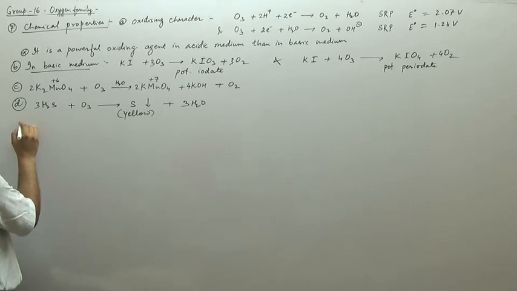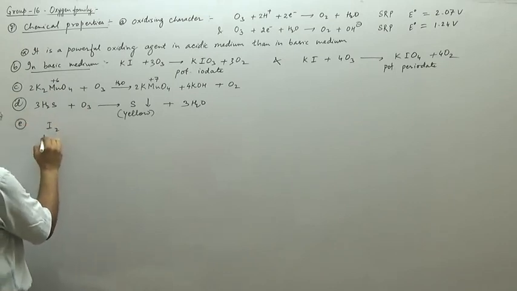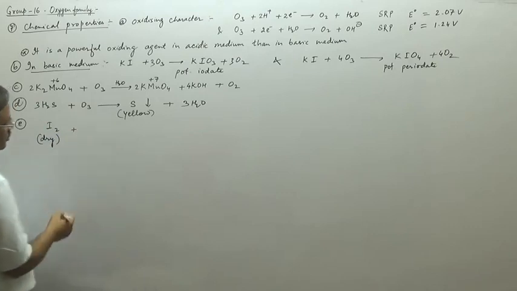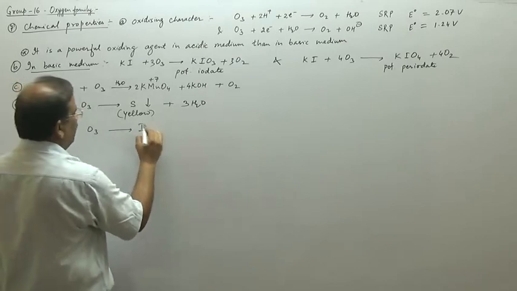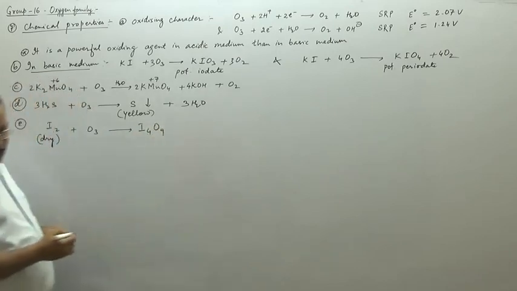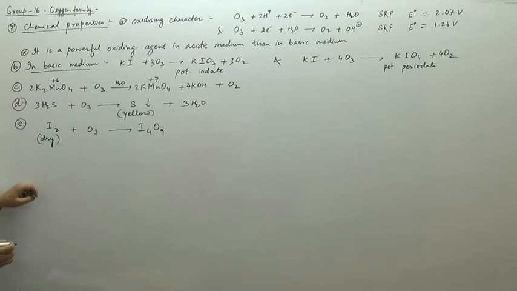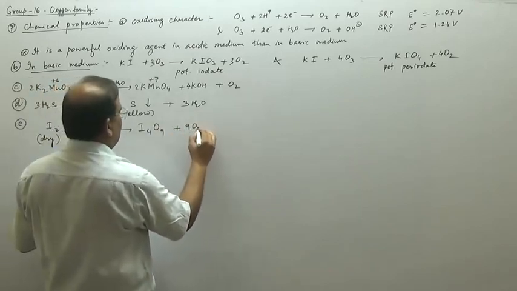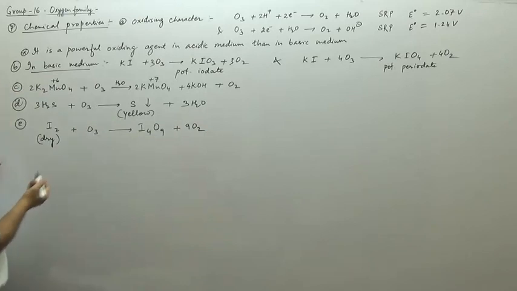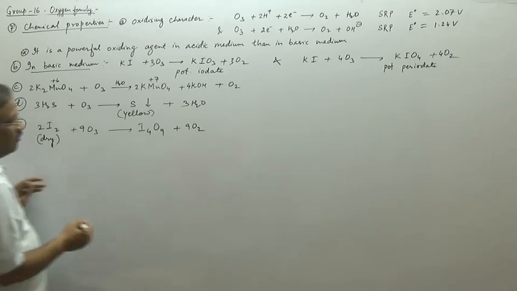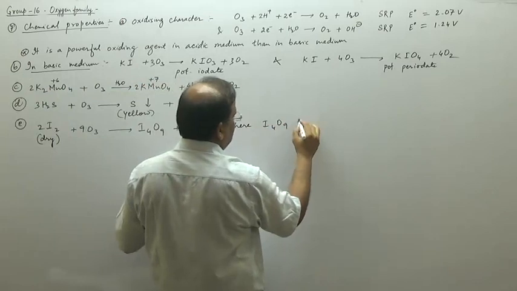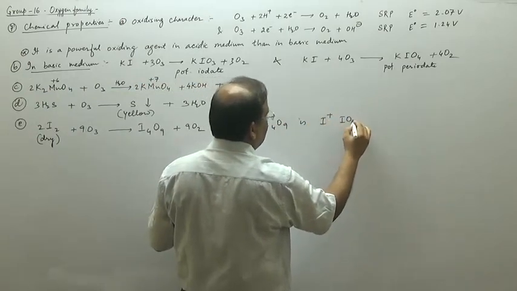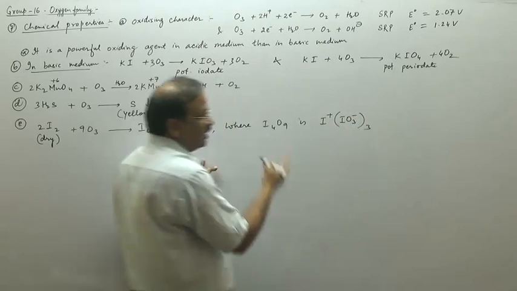Now we'll say I2 is reacting in a dry state. When dry iodine reacts with ozone, it will get converted into I4O9 plus 9O2, and we are able to balance that. In this case, excess of ozone is used in the reaction. Here I4O9 is I positive and IO3 negative whole thrice. It exists as a solid.